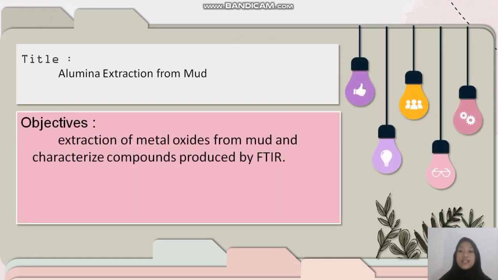Next, the article: alumina extraction from mud. Objective: extraction of metal oxides from mud and characterization of the compound product by FTIR.